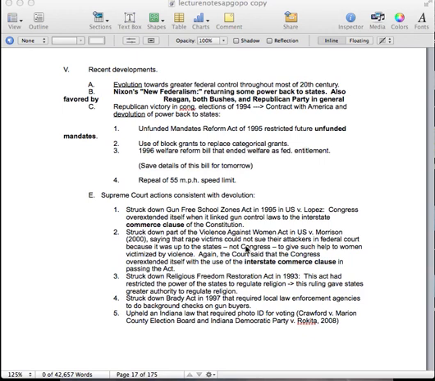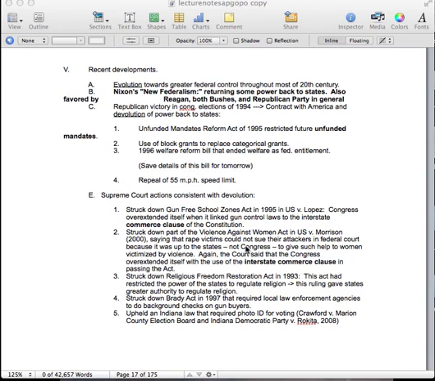In 1994, Newt Gingrich, the gentleman who was just running for president, had a Contract with America, and again, it put devolution, the power back to the states. These are some of the things that he did. The Unfunded Mandate Act in 1994 restricted future unfunded mandates. Again, all these things are making the federal government smaller. Second, the use of block grants to replace categorical grants. We'll talk about that next.